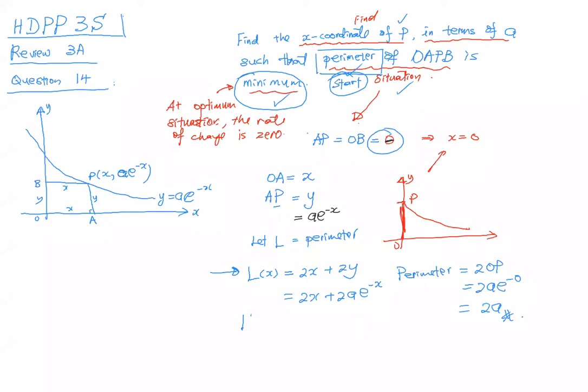So L prime x is 2 plus 2a e to the power negative x, then times by negative 1. Okay, Ashwindaran, is there any error with my differentiation? I'm just checking this one. Can you please check? I purposely put some error there. Is there any error?